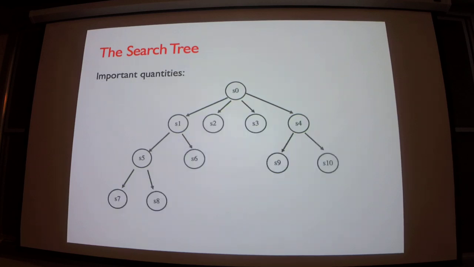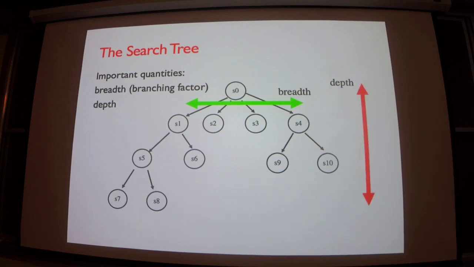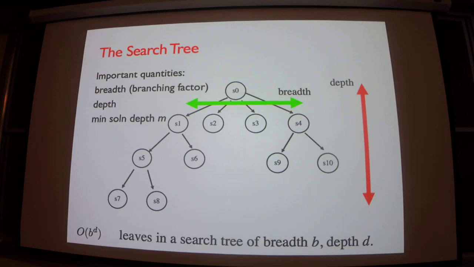So there are some important quantities associated with a tree. One is the branching factor. That's the breadth. You should have seen this before. As well as the maximum depth, right? Or the depth that you're currently at. There's also this notion of a minimum solution depth. That is the minimum depth at which there exists a solution, right? For a node that's in the goal set. Okay, so how many leaves are in a search tree of breadth B and depth D? Yeah, right, it's not a fully well-defined, fully closed question, right? Well, there's on the order of B to the D in this case.